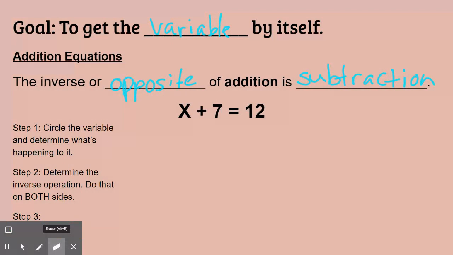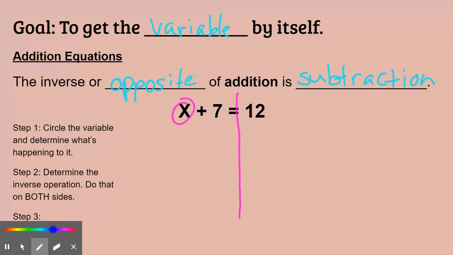So our first step when solving is we want to circle the variable, or you can look at it, it's up to you, but I want to see what's happening to the variable. I see that I have addition going on. Now, one other thing I forgot to mention, what I want y'all to do is if you see your equal sign, draw a line down to separate your left and right side. This is going to help us organize our work. Now, back to what I was saying. So we see what's happening with our variable is a +7.